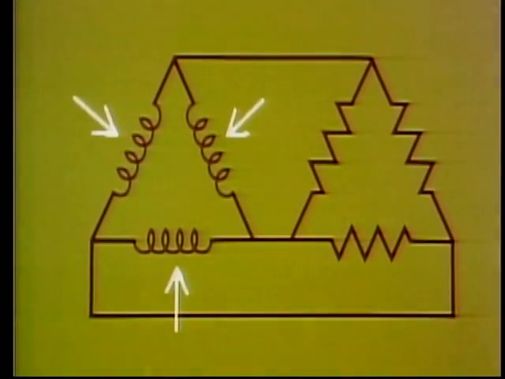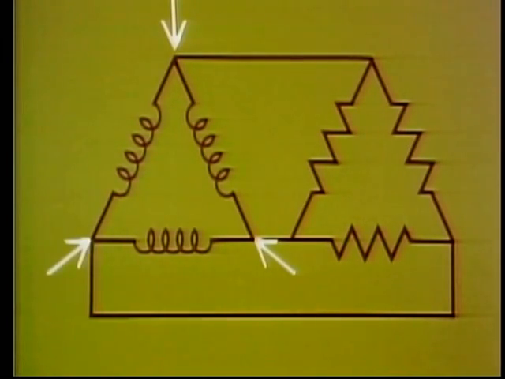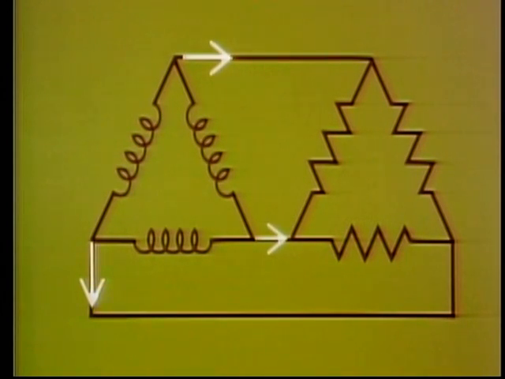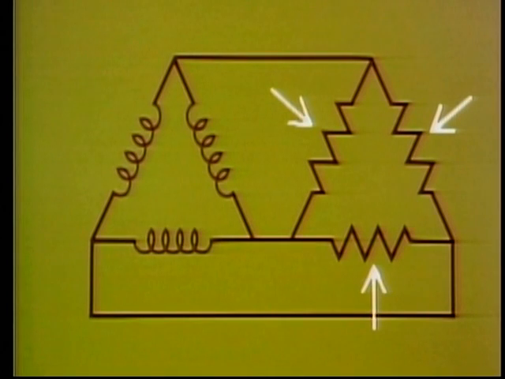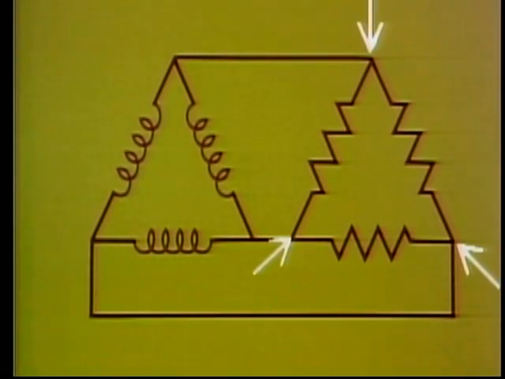In this drawing, the three coils represent a three-phase transformer. As you can see, the two ends of each coil are connected to the ends of the other two. This kind of connection is called a delta connection. There are three wires coming out of the transformer. In this representation, the three wires are connected to three resistors. The resistors are connected together in a delta connection.